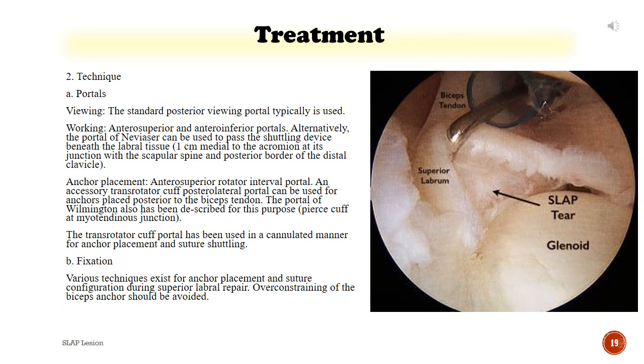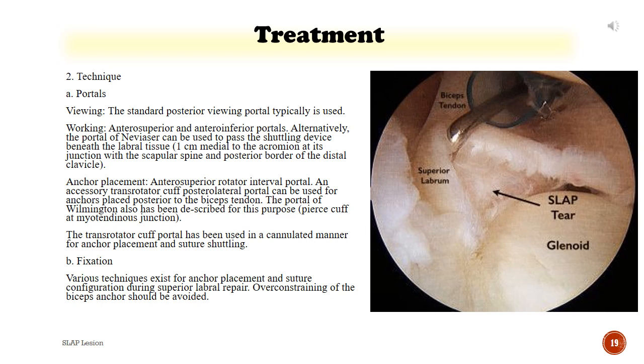2. Technique. A. Portals. Viewing: the standard posterior viewing portal typically is used. Working: anterosuperior and anteroinferior portals. Alternatively, the portal of Neviaser can be used to pass the shuttling device beneath the labral tissue, 1 cm medial to the acromion at its junction with the scapular spine and posterior border of the distal clavicle.